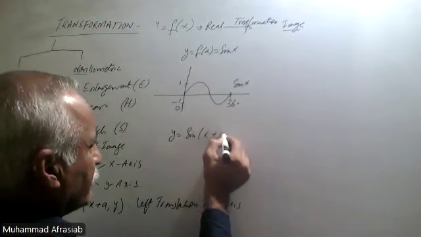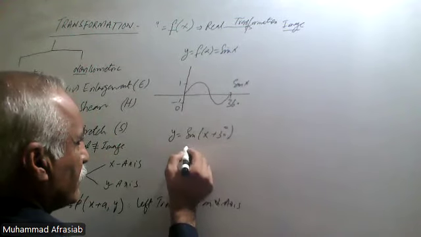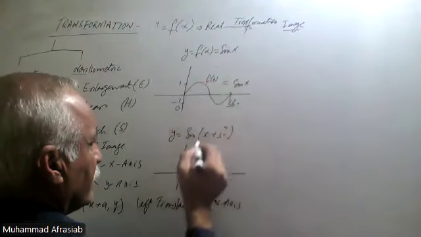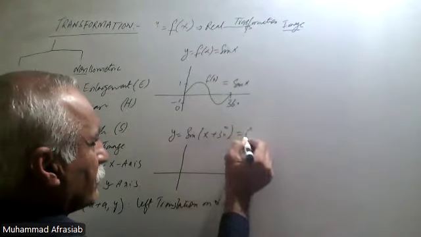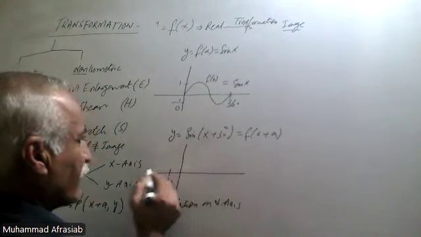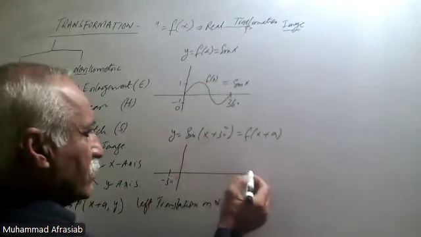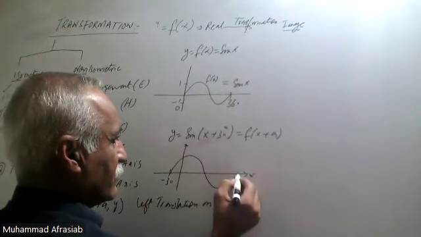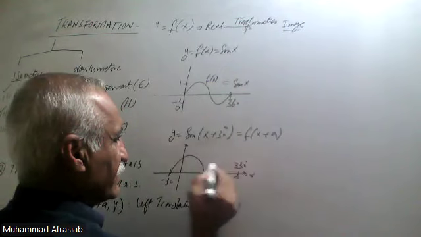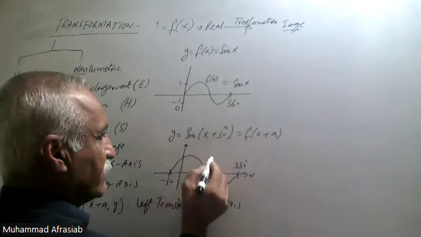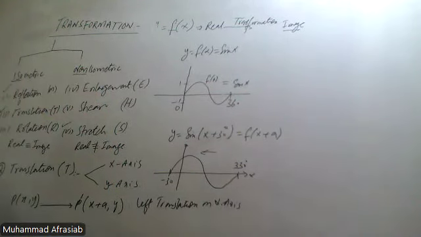plus 30. So this means this original graph of f of x is going to be changed to this form with 30 units backward to that. So the graph of this function will be like this. Instead of ending at 360, now it will end at 330, and this is minus 30. So the whole graph is 30 units backward to that on the x-axis.